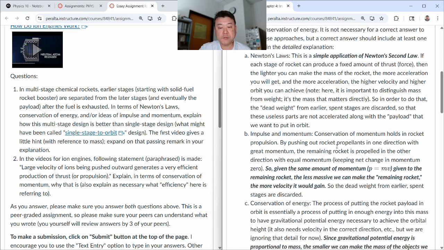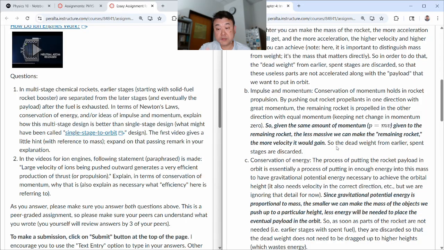B, impulse and momentum. Conservation of momentum holds in rocket propulsion. By pushing out rocket propellants in one direction with a great momentum, the remaining rocket is propelled in the other direction with an equal momentum, equal amount opposite direction, keeping net change in momentum 0. So, given the same amount of momentum, p equals mv, given to the remaining rocket, the less massive we can make the remaining rocket, the more velocity it would gain. So the dead weight from earlier spent stages are discarded.